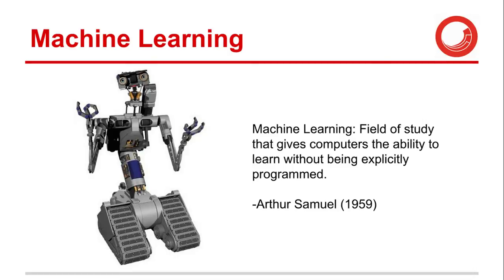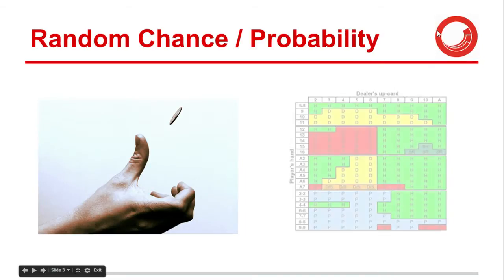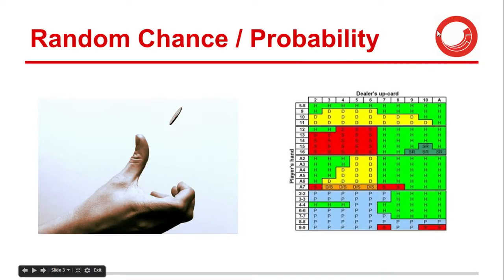Okay, what is machine learning and how does it work? What's behind it? Well, there's two parts really. There's random chance, which creates variability and variation, and then there's probability. And the probability drives the randomness into a productive direction.